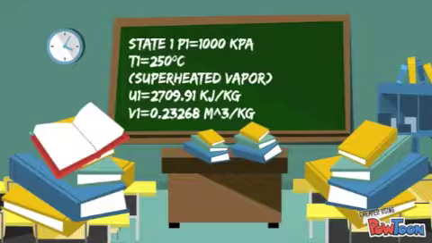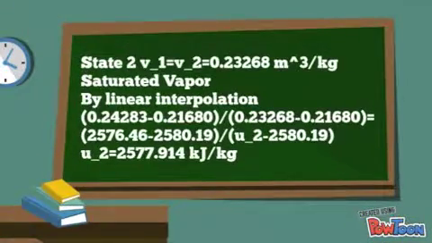279.91 and specific volume is 0.23268. State 2, volume 1 equals volume 2, which is 0.23268. It is a saturated vapor. By linear interpolation, we can get U2, which is 2577.914.